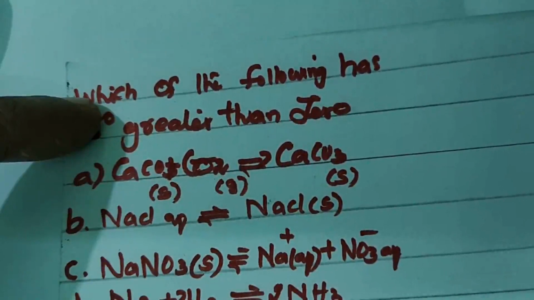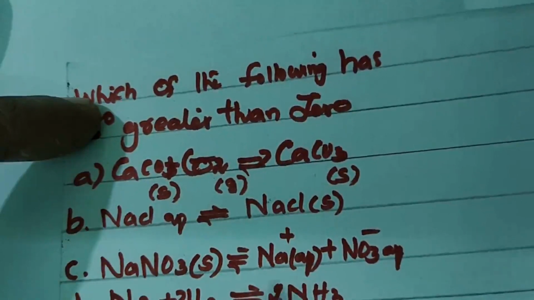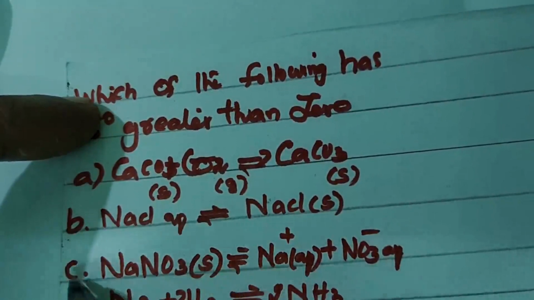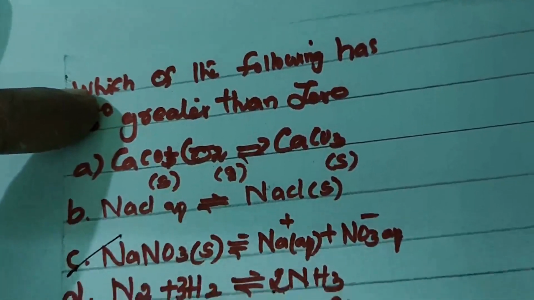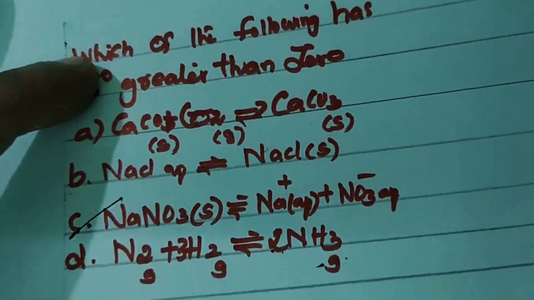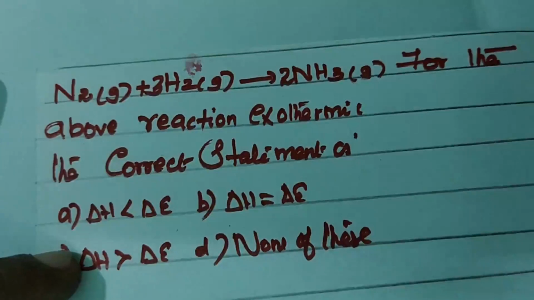Last one: all of them are gas, but the number of moles of gaseous product is less. Here one important condition, chemical change: entropy increases in a chemical change when the number of moles of gaseous product is larger. Here gaseous product is 2, but gaseous reactant is 4. So here also entropy decreases. So the correct option is C.